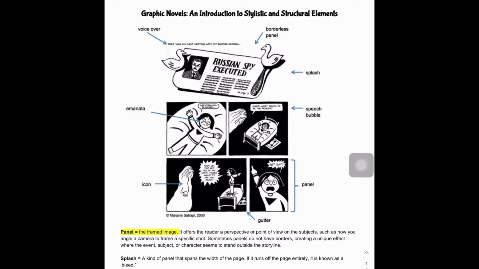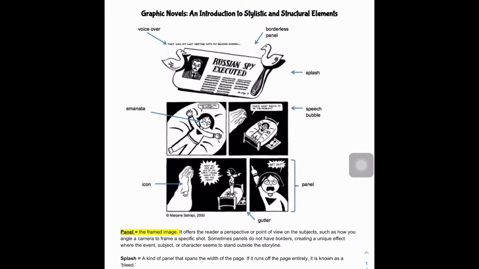So today I'm going to share with you some of my knowledge on graphic novels and we're going to go over the stylistic and structural elements that make up a graphic novel. First of all, if you are wondering to yourself, what is a graphic novel? It's basically like a comic book, except it's in the form of an actual novel. So it's a long version of a comic book that actually looks like a typical chapter book.